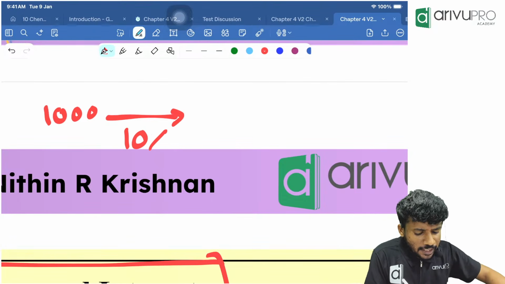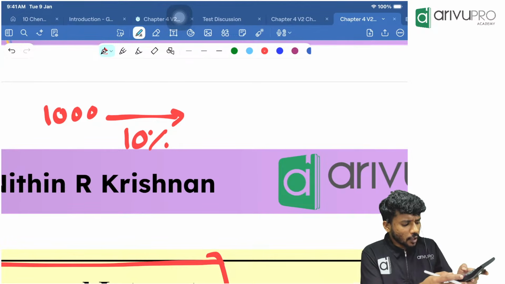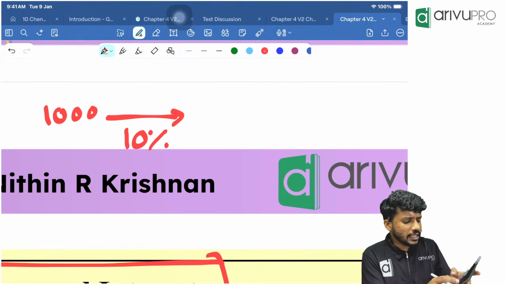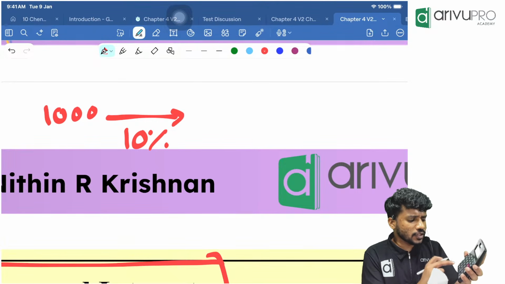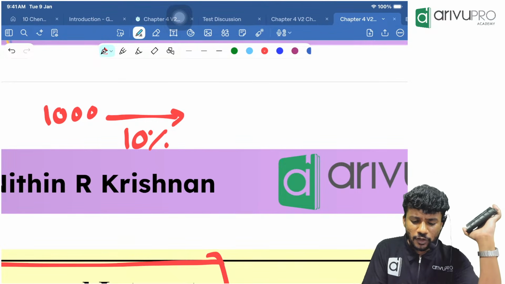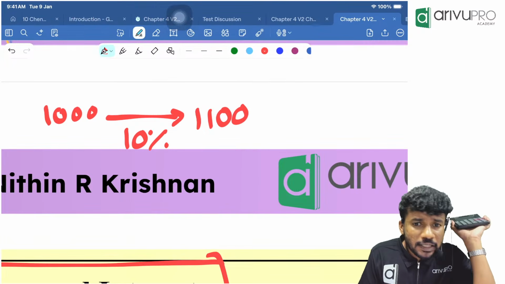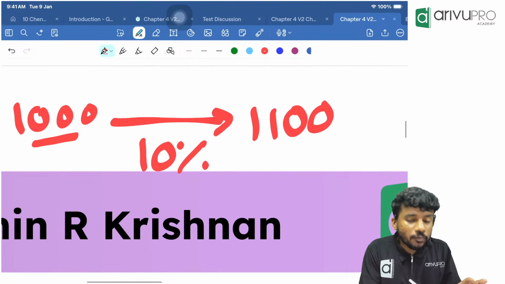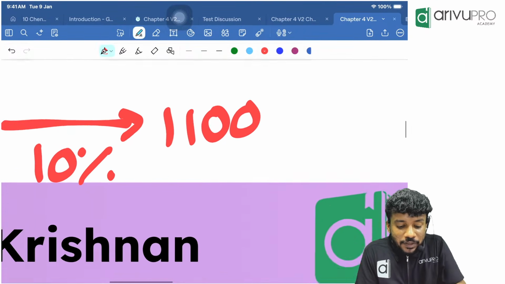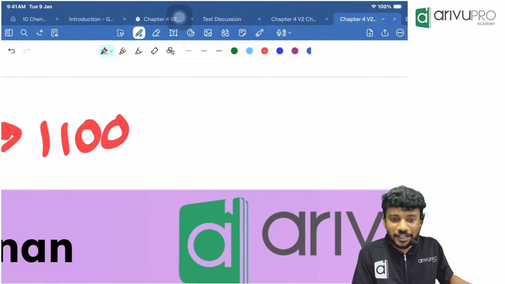First year, take your calculator people. 1000 I have. 1000 into 10% will give me how much? 100. If I add that to 1000, it will become 1100. So first year it is 1100 itself. But going to the next year, our 1000 will not be the principal. The amount we currently have will be the principal.